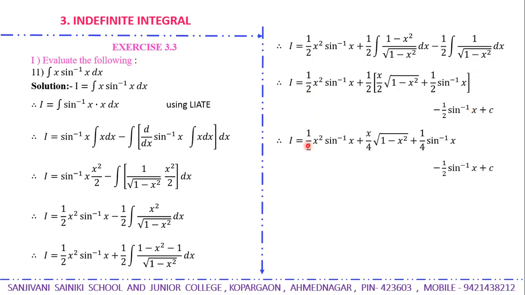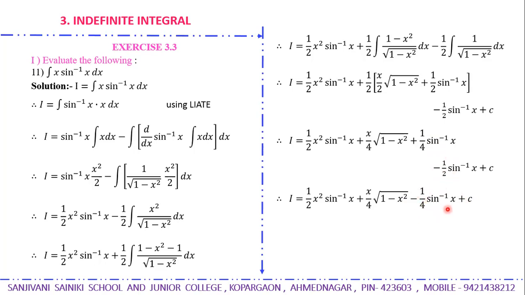So 1 upon 2 x square sine inverse of x plus, take this 1 upon 2 inside this bracket, you will get x upon 4 root 1 minus x square plus 1 upon 4 sine inverse of x minus 1 upon 2 sine inverse of x plus c. Combine these two terms because they are like terms. So 1 upon 2 x square sine inverse of x plus x upon 4 root 1 minus x square minus 1 upon 4 sine inverse of x plus c, because 1 upon 4 minus 1 upon 2 is minus 1 upon 4.